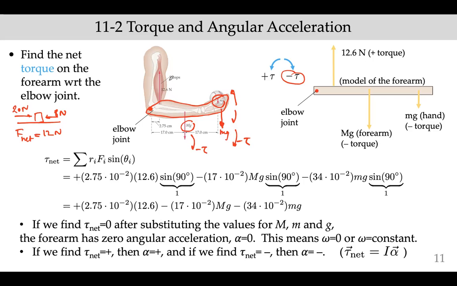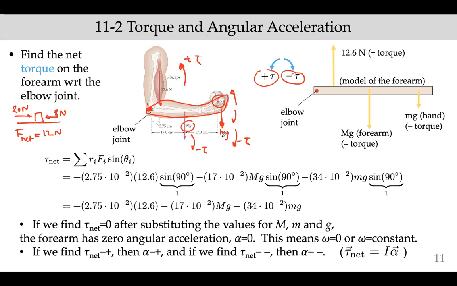Now there's also this muscle. The muscle does not connect to the elbow joint. It actually connects somewhere here, and there is a distance, 2.75 centimeters from this point to the elbow joint. The biceps pull the forearm in the up direction. In fact, that's the reason why you can hold your forearm like this. If this muscle was not here, your forearm would basically fall down. It will rotate down. The force is up with respect to this point, so it will try to rotate the arm in this direction, and that's counterclockwise, which is positive torque.